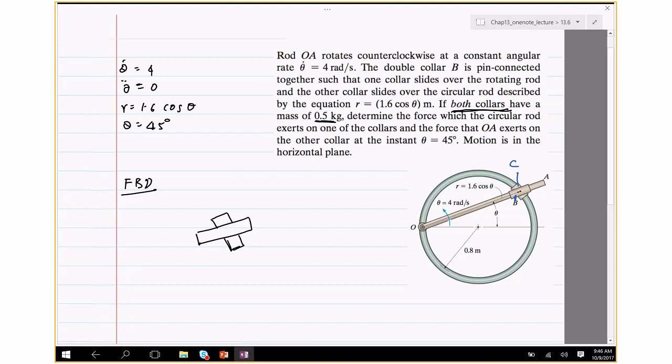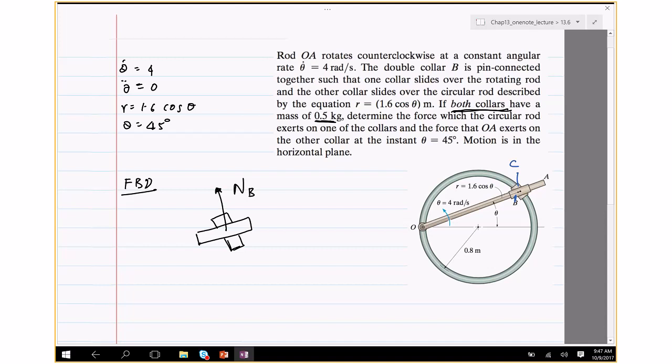Okay, so again, the way you think about the forces is, the collar B in this case slides along OA. So there's going to be a force of interaction between OA and the collar, and remember, the force of interaction is always normal. So it's going to be normal to the two. So let me call that NB.